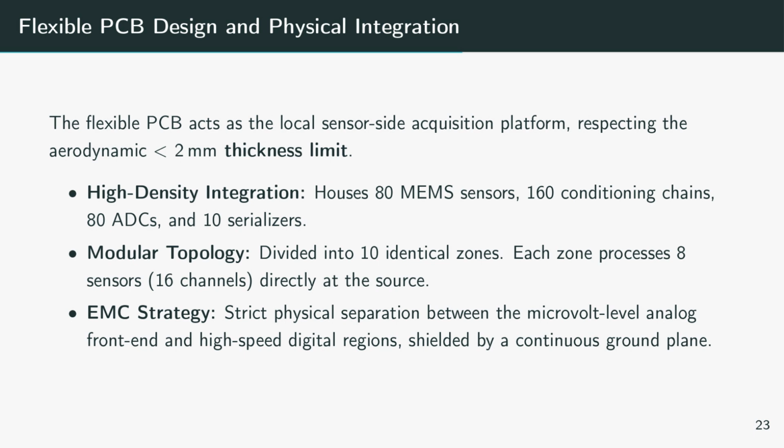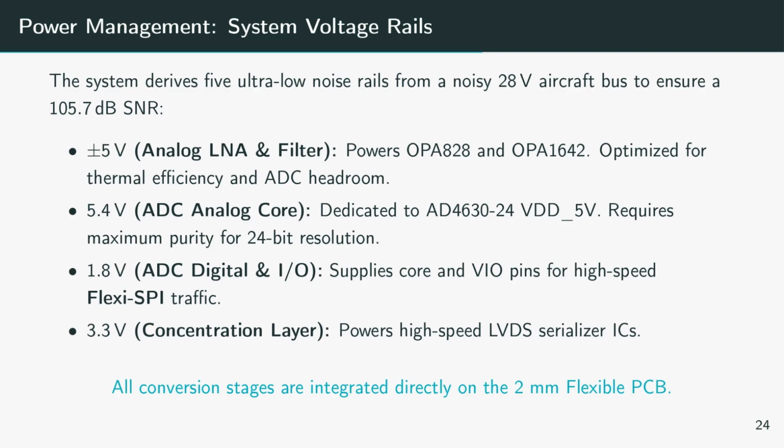To physically mount all of this into the aircraft, we use the flexible PCB, housing everything from the main sensors to the serializers. To preserve signal integrity in such a tight space, the physical separation between the micro-level analog inputs and the high-speed digital regions must be shielded completely with a continuous ground plane.